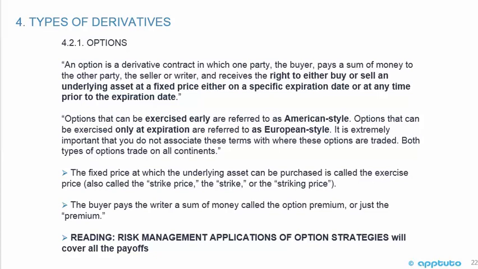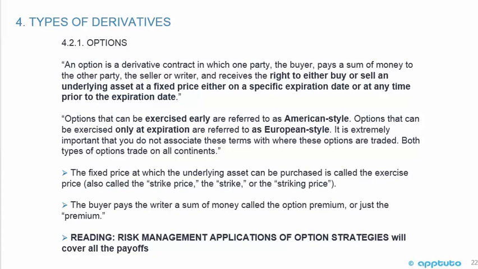It is extremely important that you do not associate these terms with where the options are traded. It's just a name, okay? Both types of options trade on all continents. The fixed price at which the underlying asset can be purchased is called the exercise price, also called the strike price, the strike, or the striking price. The buyer pays the writer a sum of money called the option premium, or just the premium.